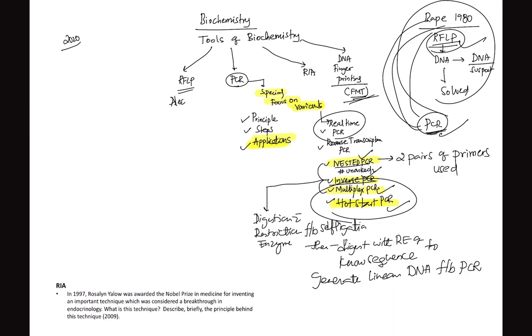Now, in nested PCR, instead of using one pair of primers, we use 2 pairs of primers. And inverse PCR is a mix of RFLP plus PCR, because in inverse PCR we first use restriction fragment polymorphism, we create a circular DNA, then we apply a specific restriction enzyme, then we generate a linear DNA followed by PCR. So it is inverse PCR.